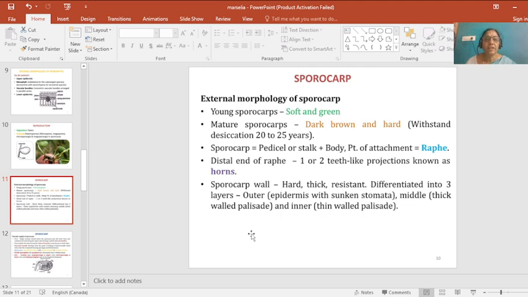If you see the young sporocarps, they are soft and green, and the mature ones are dark brown and hard, and they can withstand desiccation for up to 20 to 25 years. They have a pedicel or stalk and a body, and a point of attachment called the raphe. At the distal end of the raphe, they have teeth-like projections known as horns. The sporocarp wall is hard, thick, resistant, differentiated into three layers: outer epidermis with sunken stomata, middle thick-walled palisade, and inner thin-walled palisade.